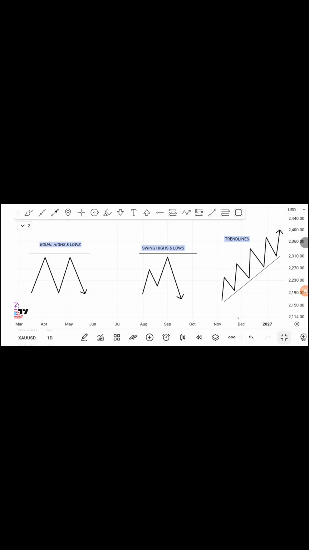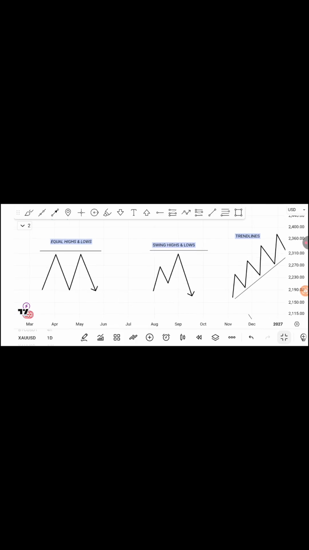These are liquidity zones. You have the equal highs and lows, the swing highs and lows, the trend lines, and the support and resistance. And like I said, liquidity is where orders are sitting in the market. So these are liquidity zones.